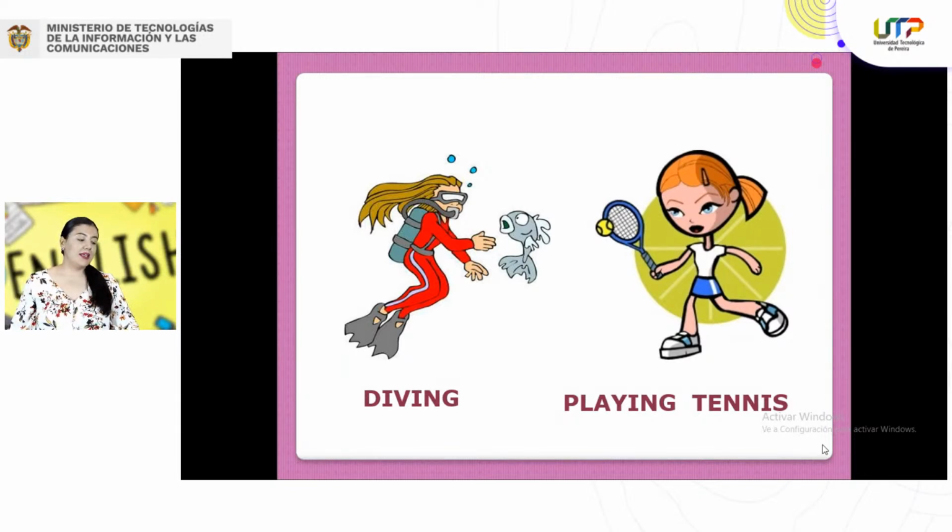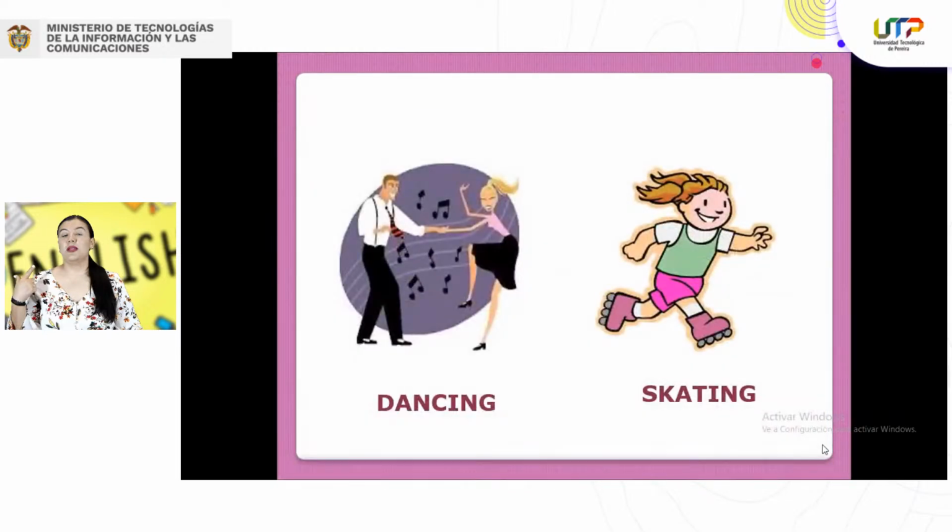Then we got playing tennis, right? Playing tennis, a sport. We can also say playing basketball, playing soccer, yeah, different sports. Dancing, right? Dancing, popular too. And skating. Skating is when you have some roller skates, so you go skating. That is the next activity. Careful with the pronunciation of the words, yeah, because that is also important.